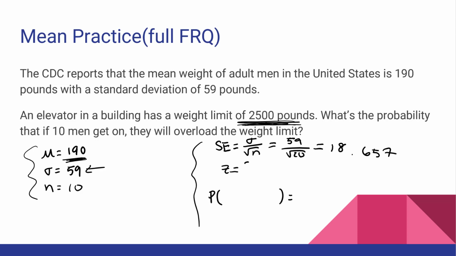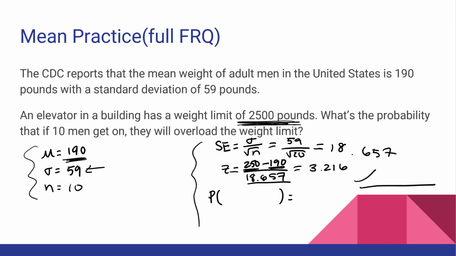So we can put our sample statistic as 250 minus 190 for our mean, now over our standard error of 18.657. So our 250 is our sample statistic minus our population statistic of 190, over our standard error. Again, the 250 comes from when the weight gets spread out between the 10 men, because we want to know how the individual weights of the men will affect the overall weight on the elevator. So putting that into the calculator, our final z-score is 3.216.